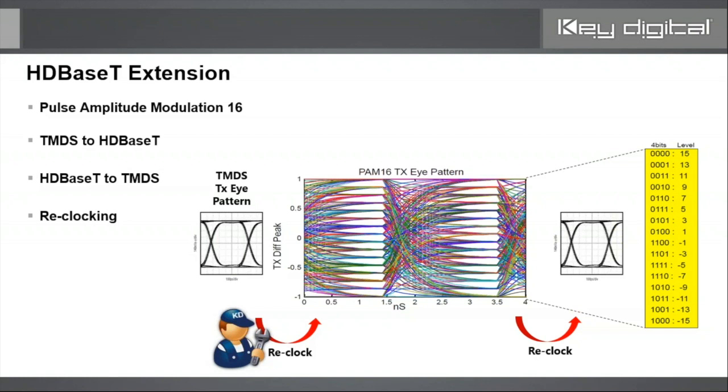So the clocking interval is very fast on traditional TMDS, and you can see how wide, how long, how longly stretched that clock is on HDBaseT. And that's how you get that distance. By stretching the clock, you could go further.